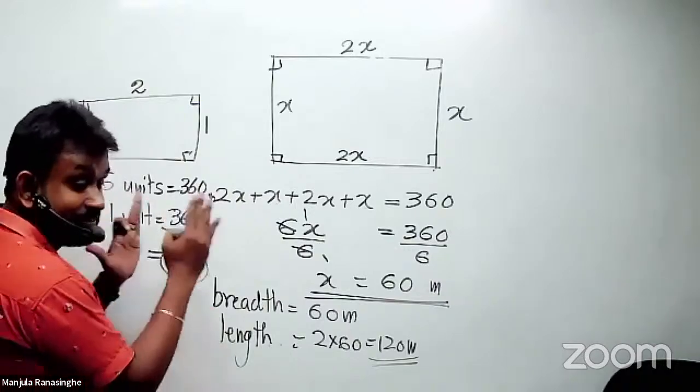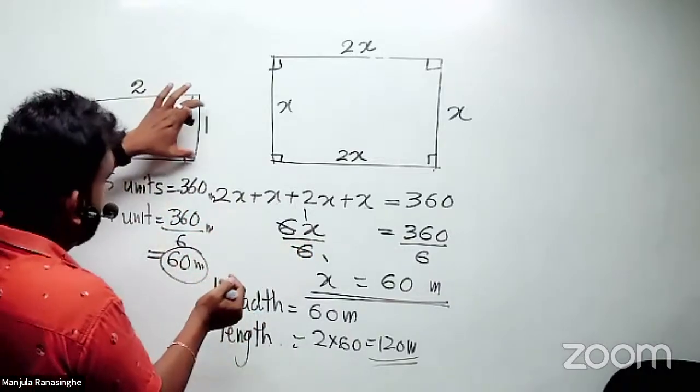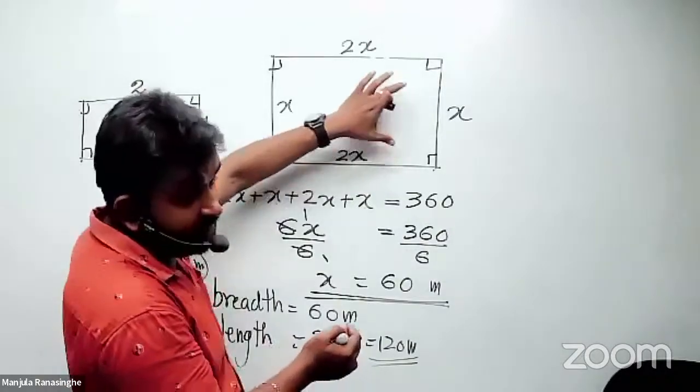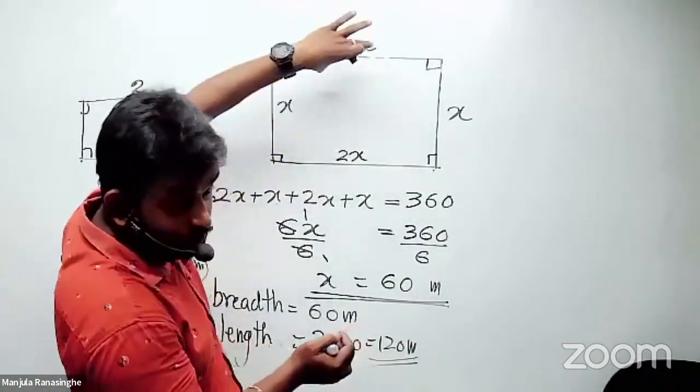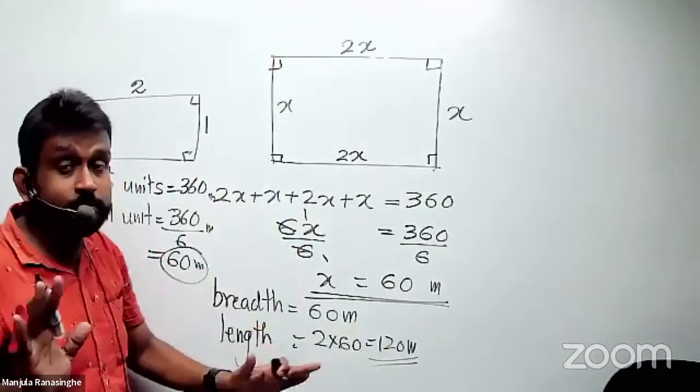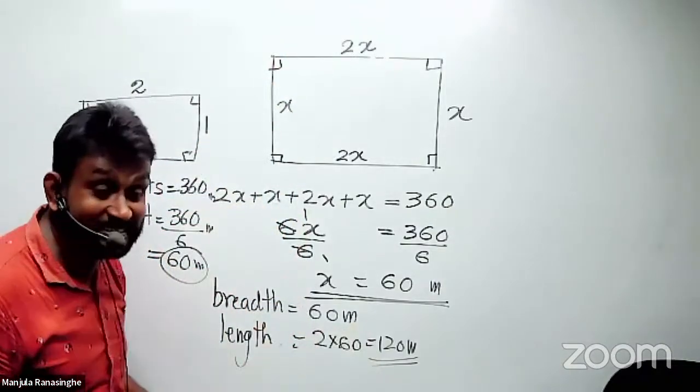The concept is similar. Here you took 1 as the breadth, but there x. Here twice that means 2, there twice x means 2x. Same condition, same concept, but some students are afraid.